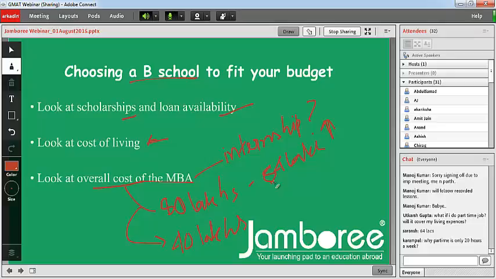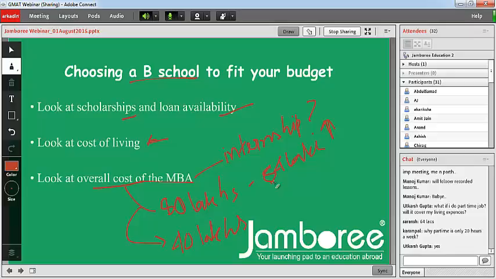Okay, Utkarsh, your question is, what if I do a part-time job? You can do part-time jobs in Europe, but in the US, you can also do part-time jobs, 20 hours per week, that too on campus. On campus means in properties owned by the universities, such as the library or the cafeteria, and that is usually not enough. Moreover, the MBA curriculum is so hectic that you will not have time to do even 20 hours of part-time job.